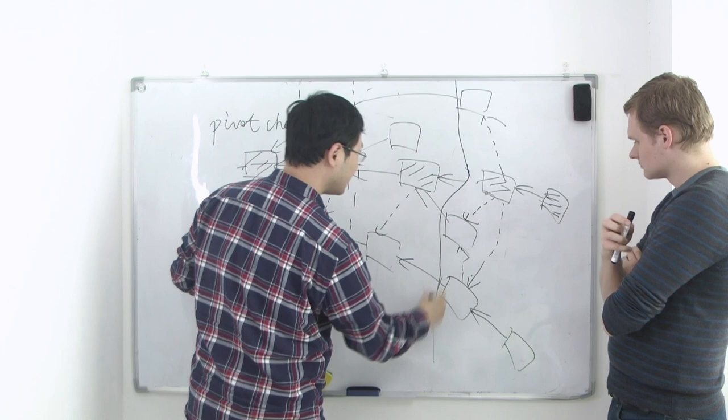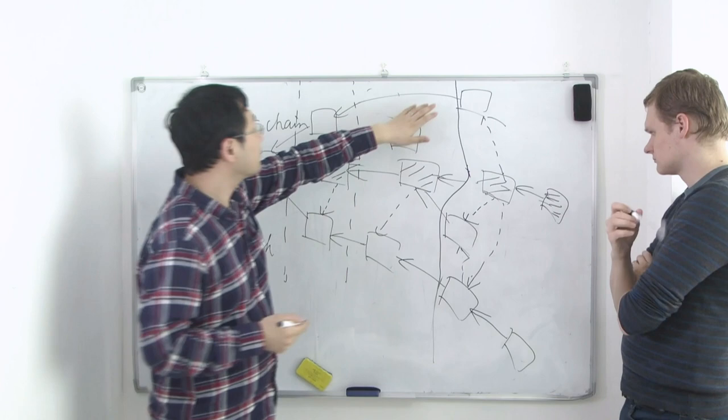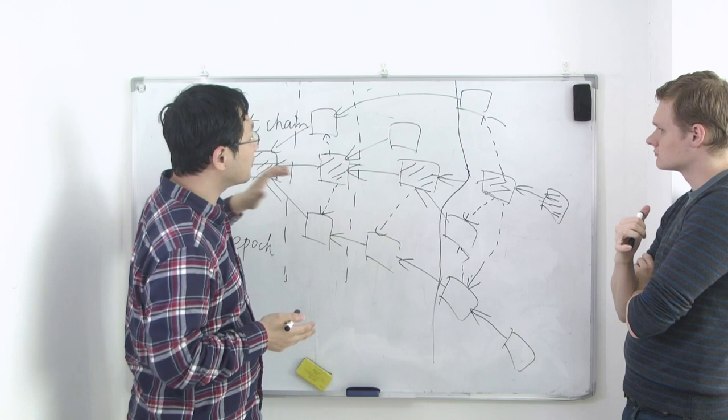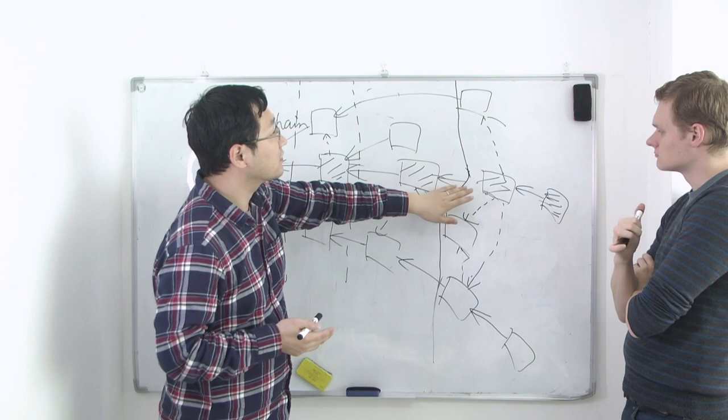Let's see, we have a reference here to make the line look better. So it doesn't matter what height this block claims to be. It matters when this one gets referenced by a pivot block.